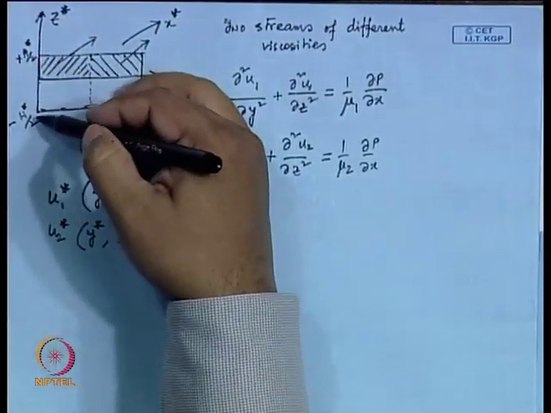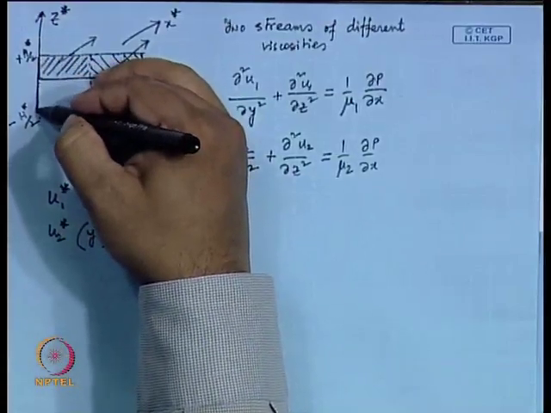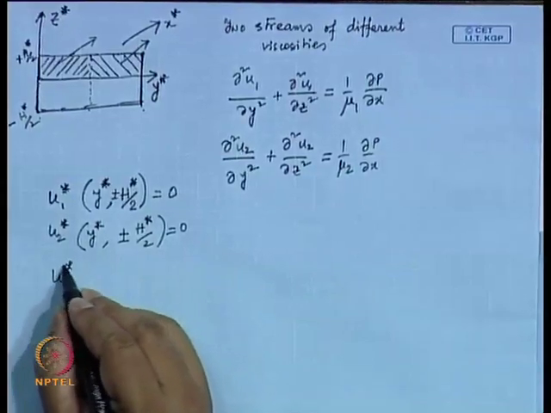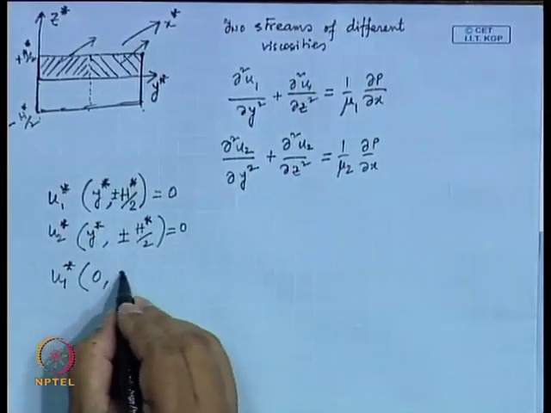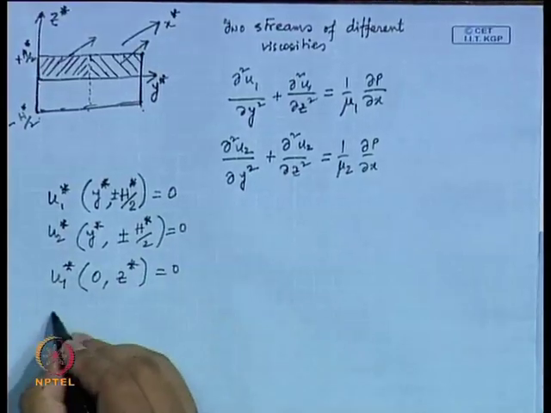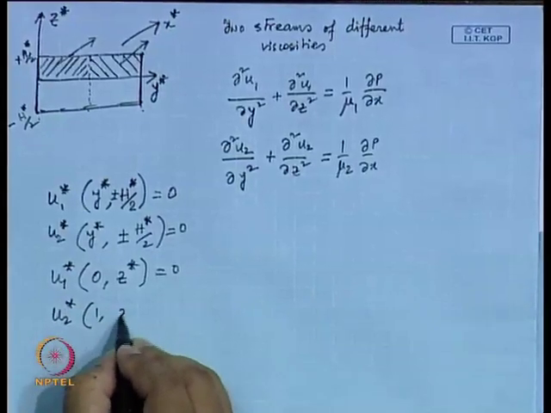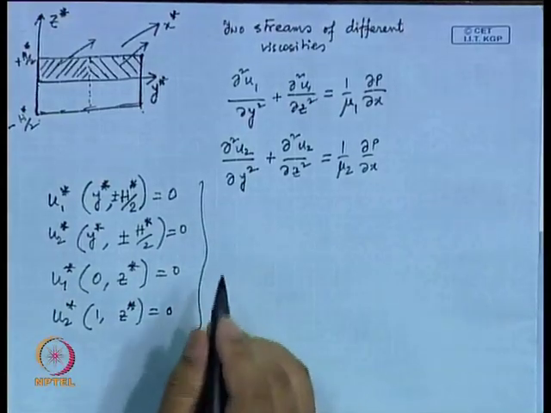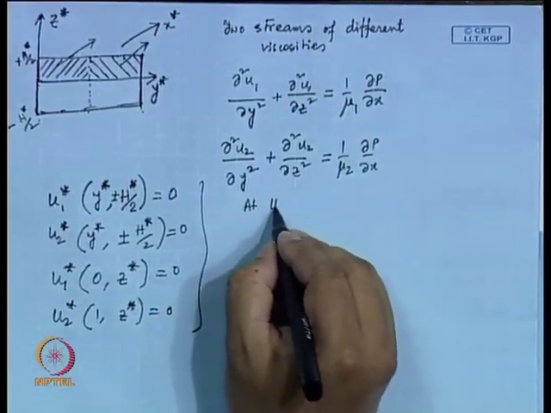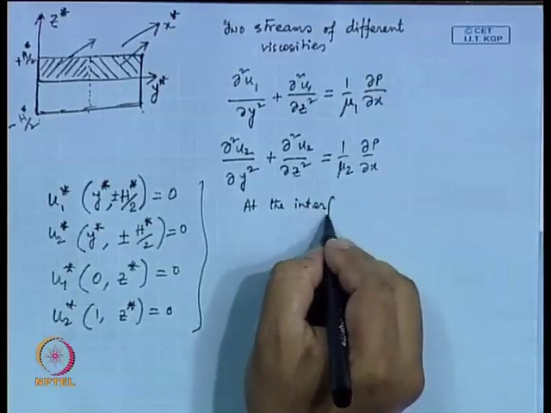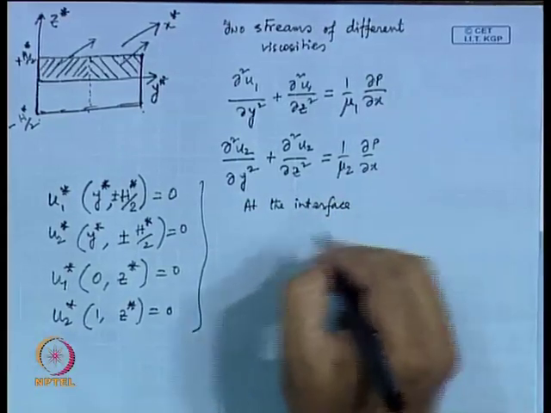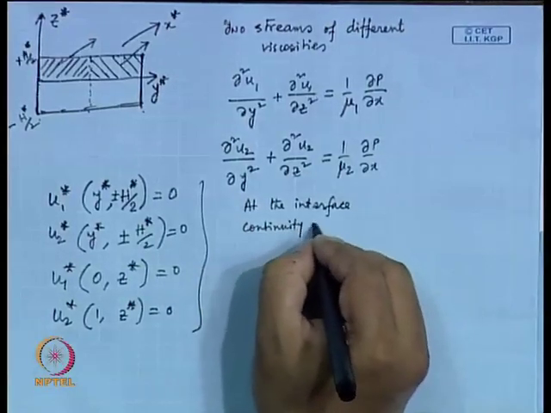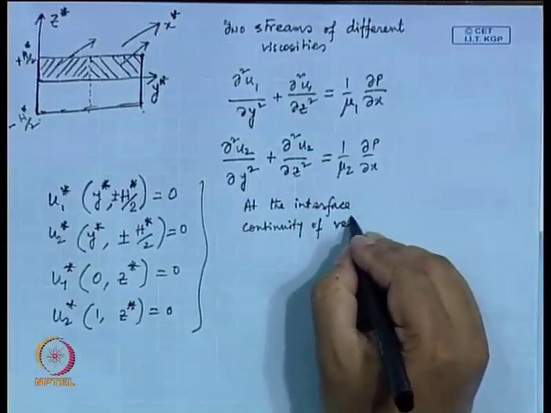Similarly, you will have a no slip boundary condition here. When it comes to this wall, it would be only u 1, and when it comes to this wall, it would be only u 2. So, u 1 star at z star equal to 0 is equal to 0, and u 2 star at z star equal to 0 is equal to 0. So, these are the boundary conditions you have. On top of this, at the interface you have to satisfy the continuity of velocity and shear stress.